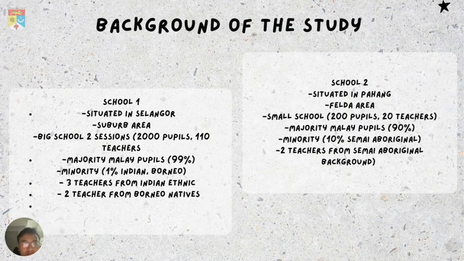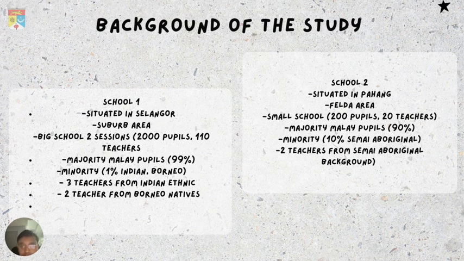This is the background of the study. We focus on two schools here. The first school is situated in Selangor, in a suburban area. This is a big school with two sessions, morning and evening. It has 2,000 pupils and 110 teachers, almost a 1 to 20 teacher-pupil ratio. The pupils are 99% Malay, with only a 1% minority of Indian and Borneo natives. We have three Indian teachers here and also two teachers from the Borneo natives.